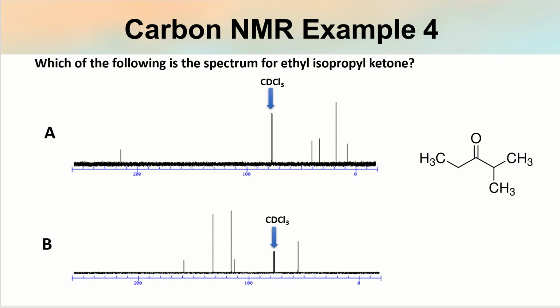All right, so another type of question: which of the following is the spectrum for ethyl isopropyl ketone? So you want to take a second to just look closely at the number of signals and where the signals are. So here we have our solvent peak, so that means this compound was dissolved in deuterated chloroform and the spectrum is either A or B. All right, so what you want to look at is the compound, to see how many signals, firstly, would you expect.